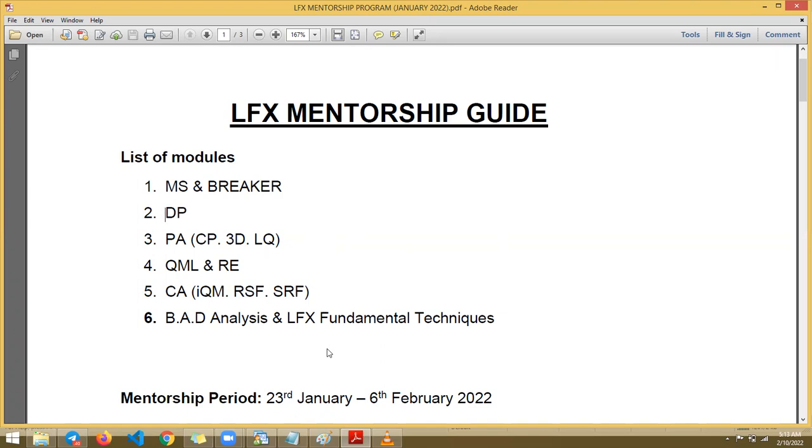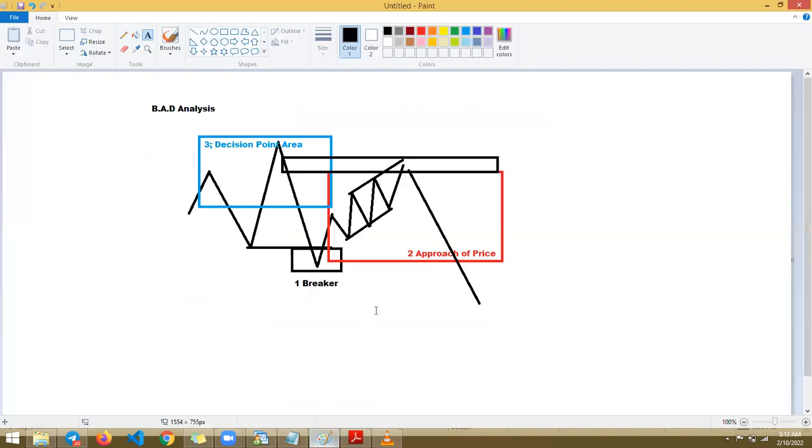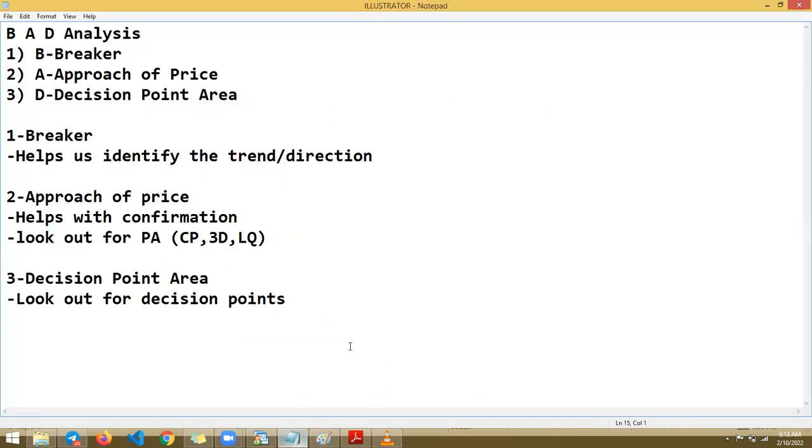Now, something I just want to point out is if your setup fails, or if your BARD analysis fails, what you do is you switch to what we call the counter attack, the CA.